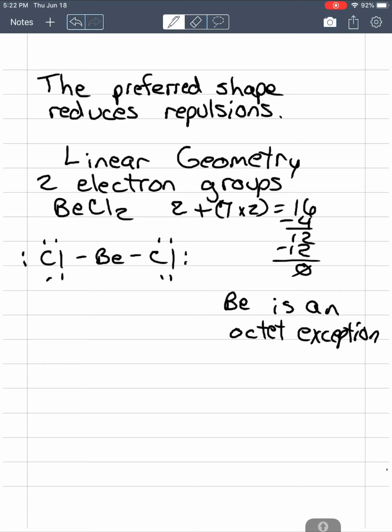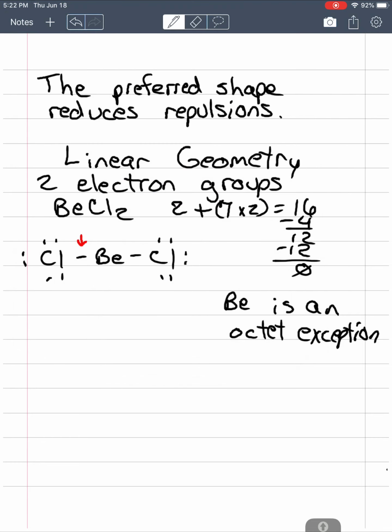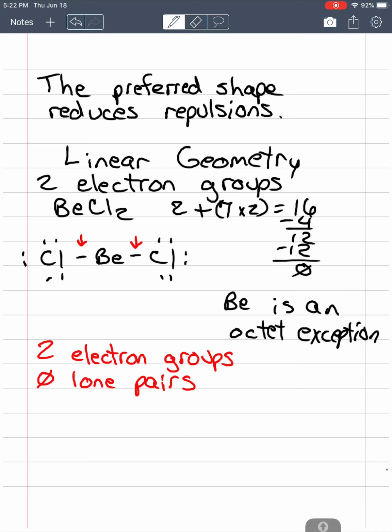So what we're going to do is count the electron groups around beryllium. Here's one group. Here's the second group. So there are 2 electron groups. No lone pairs. So that means it's linear. The angle for linear things is 180 degrees. So each chlorine is going to be 180 degrees apart from each other.